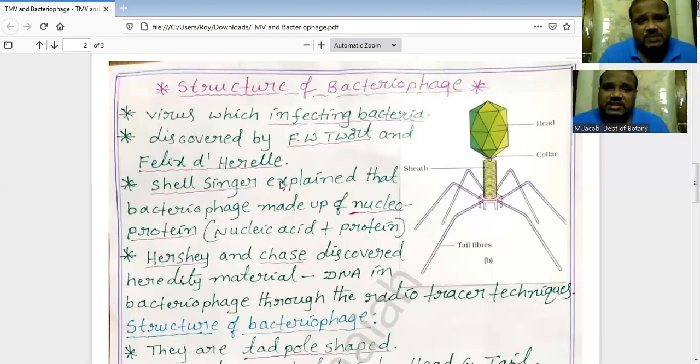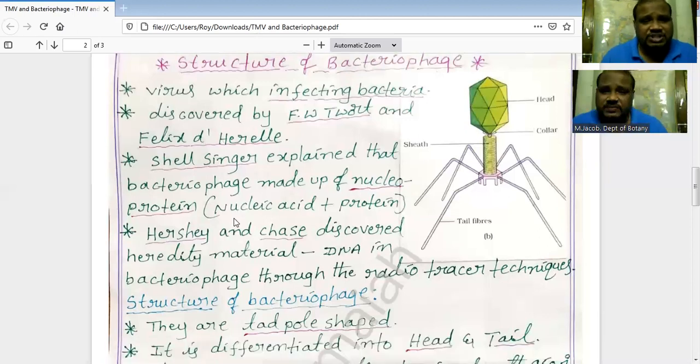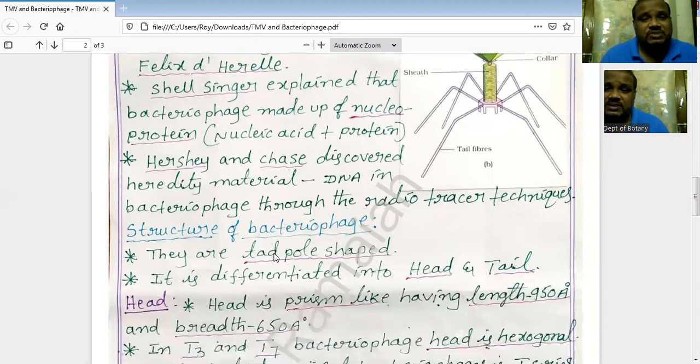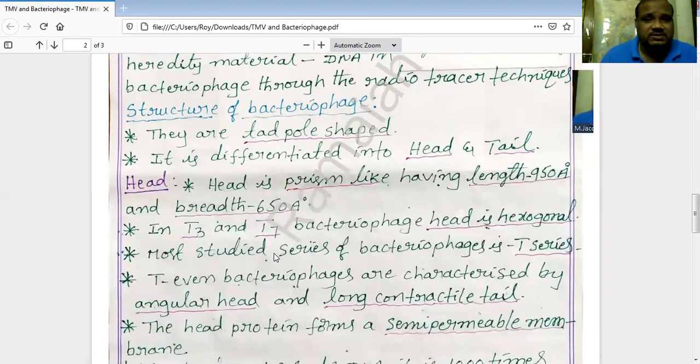Schlesinger explained that bacteriophage is made up of nucleoprotein. Hershey and Chase discovered hereditary material in bacteriophage. In bacteriophage, DNA is the genetic material. It was discovered through radio tracer techniques. The next one is structure of bacteriophage.